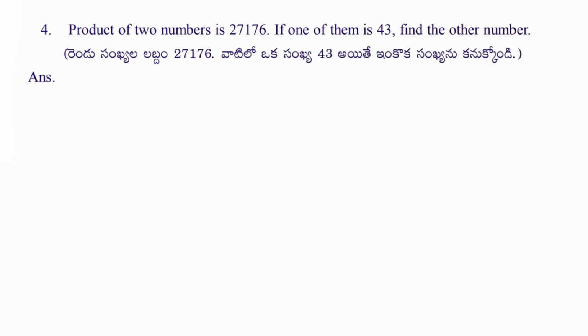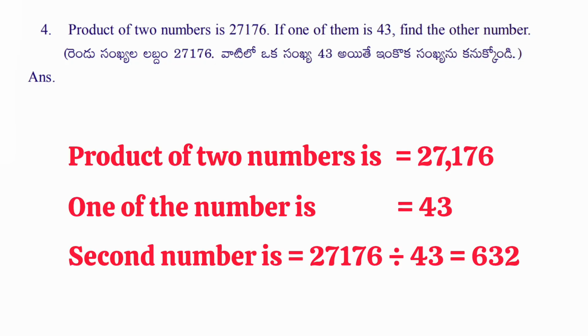The product of two numbers is 27,176. If one of them is 43, then find the other number. Actually, here the product of two numbers is given. Product means multiplication. The multiplication of two numbers is 27,176. In that, one number is already given, which is 43. Now we have to find the other number.